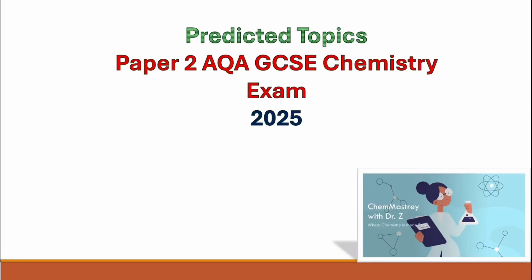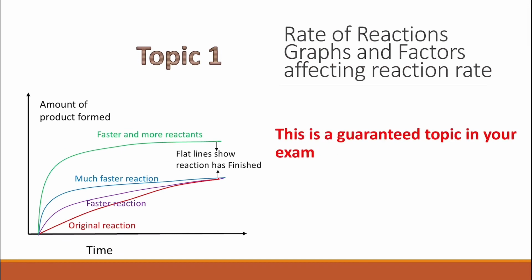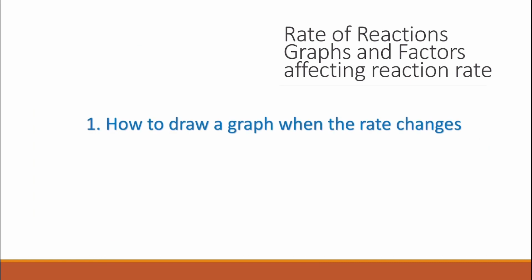I'm going to share with you my predicted topics for paper 2 AQA GCSE Chemistry exam 2025. The first topic is rate of reaction graphs and factors affecting reaction rate. This is a guaranteed topic in your exam. You will never find a paper 2 exam without this topic. You need to know how to draw a graph when the rate changes.